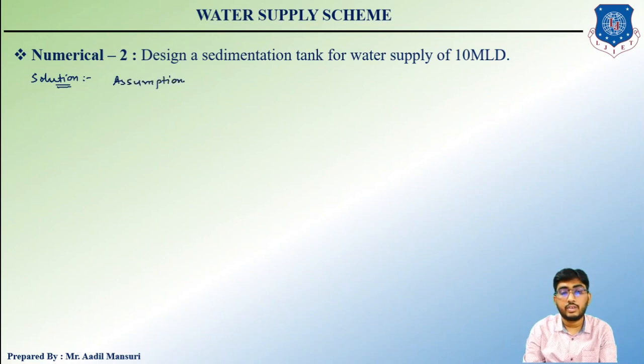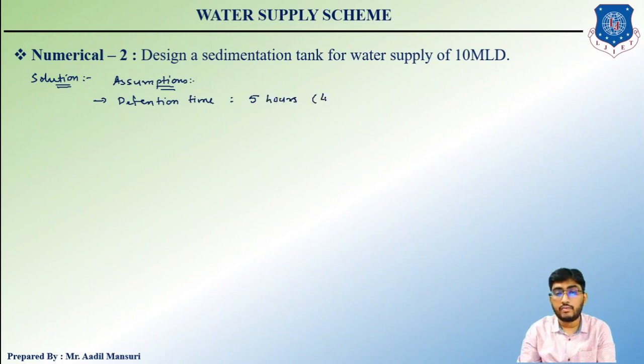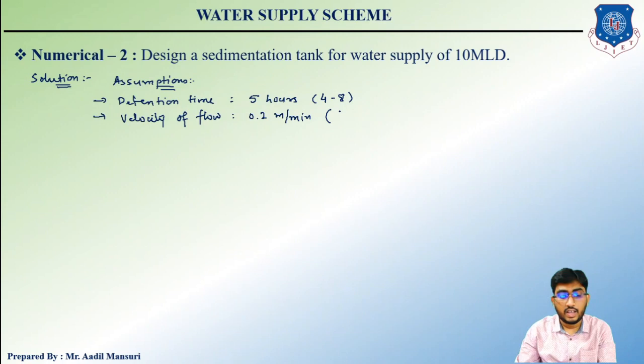Assumptions. First of all, what we will assume is detention time. This is usually in between 4 to 8 hours, so we will take 5 hours. Then we are not given velocity of flow, so that too we will be assuming, and that is 0.2 meter per minute. This is usually in between 0.15 to 0.3, correct?